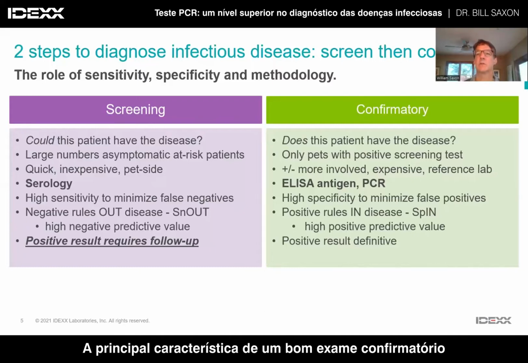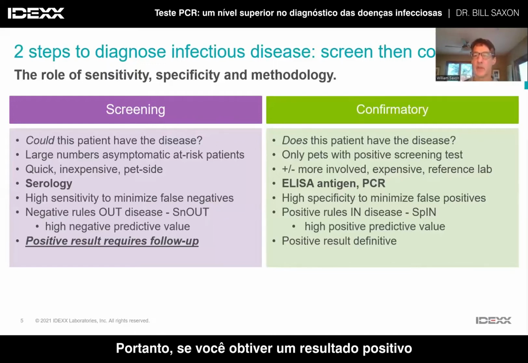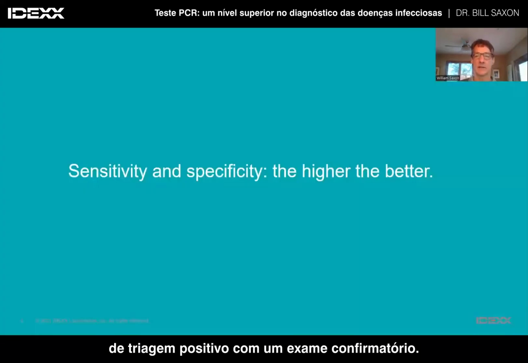The key feature of a good confirmatory test is that it's highly specific, because high specificity minimizes false positives. Therefore, if you get a positive result on a good confirmatory test that has high specificity, you can confidently rule in the disease, okay? So important to keep that in mind, but the key here is that to confirm infectious disease is a two-step process. First, screen, then follow up any positive screening test with a confirmatory test.